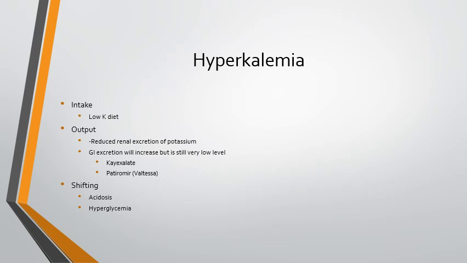And then shifting. If they're hyperglycemic, you can fix that, and it usually will make your number look quite a bit better. If they're acidotic, you can give them bicarb or change their vent settings to get more CO2 out, and those sort of things will really help your potassium level as well.